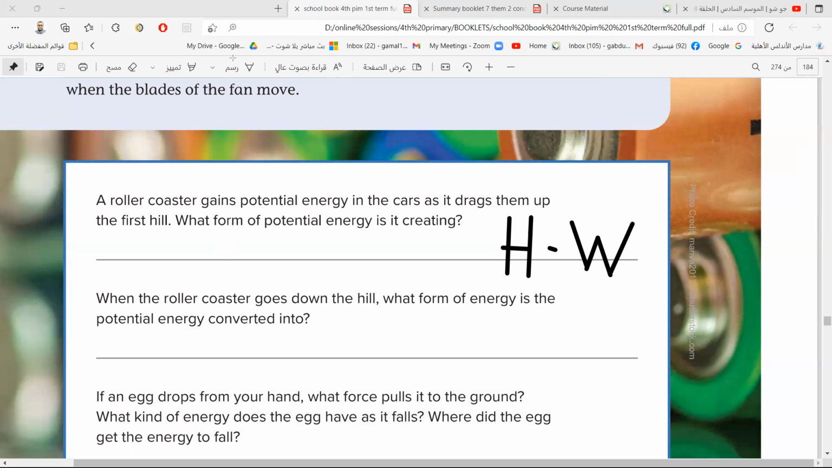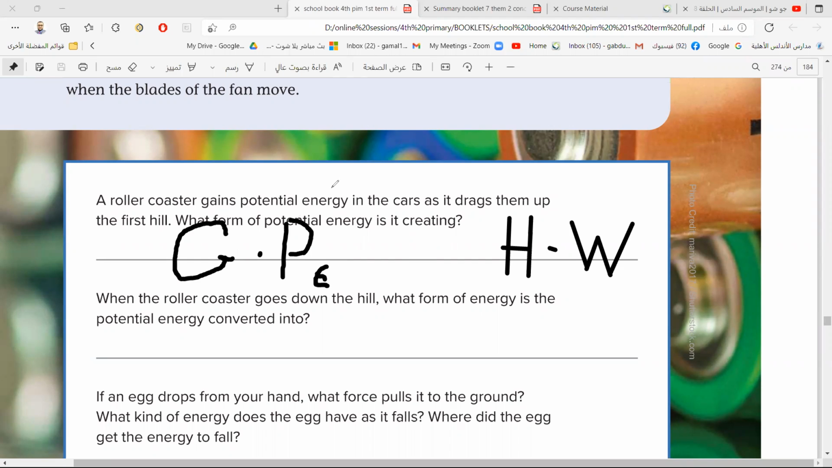Number 1 will be gravitational potential energy. Okay, this is easy. This is when the roller coaster moves up the hill: gravitational potential energy.